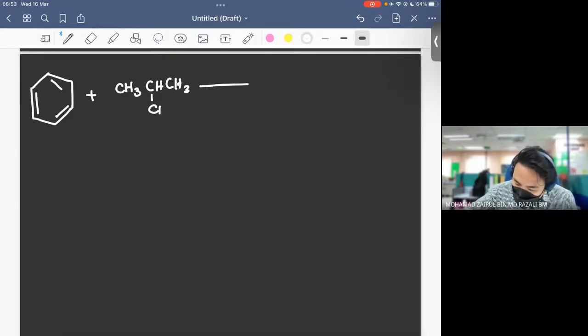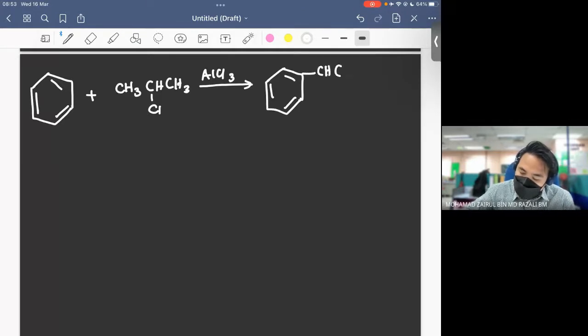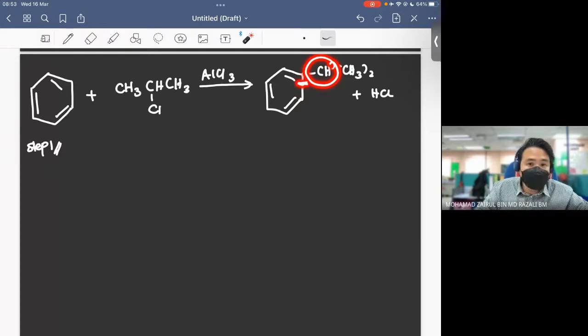Okay. So, dia react dengan AlCl3. Okay. So, produk kita adalah CH3 2 plus HCl. Okay. So, macam biasa, first step kita adalah kita kena produce electrophile. So, sekarang ni electrophile kita adalah C plus dekat CH ni. Sebab dia yang bersambung dengan benzene kan. So, positive charge tu mesti dekat carbon yang ini.